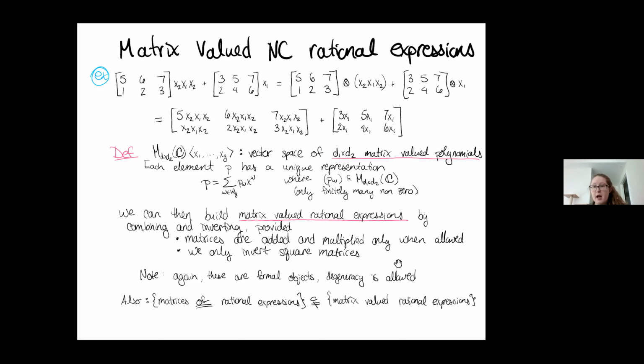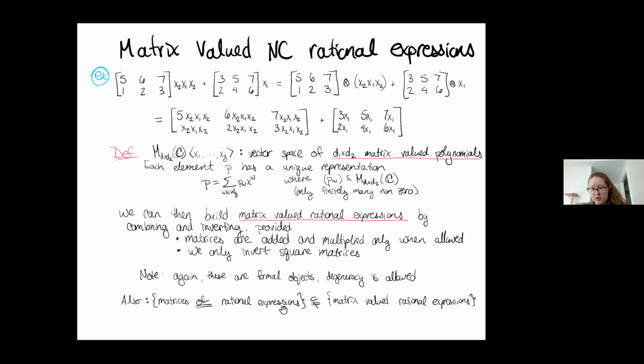I'm not simplifying, and things are allowed to be degenerate. Another important note here, in my first example, when I'm dealing with this nice, lovely polynomial where things are beautiful and easy, I was able to just pull my stuff into my matrix, and I could then add these matrices together. So I would say a matrix valued polynomial is the same as a matrix of polynomials. This is not true necessarily for rational expressions.